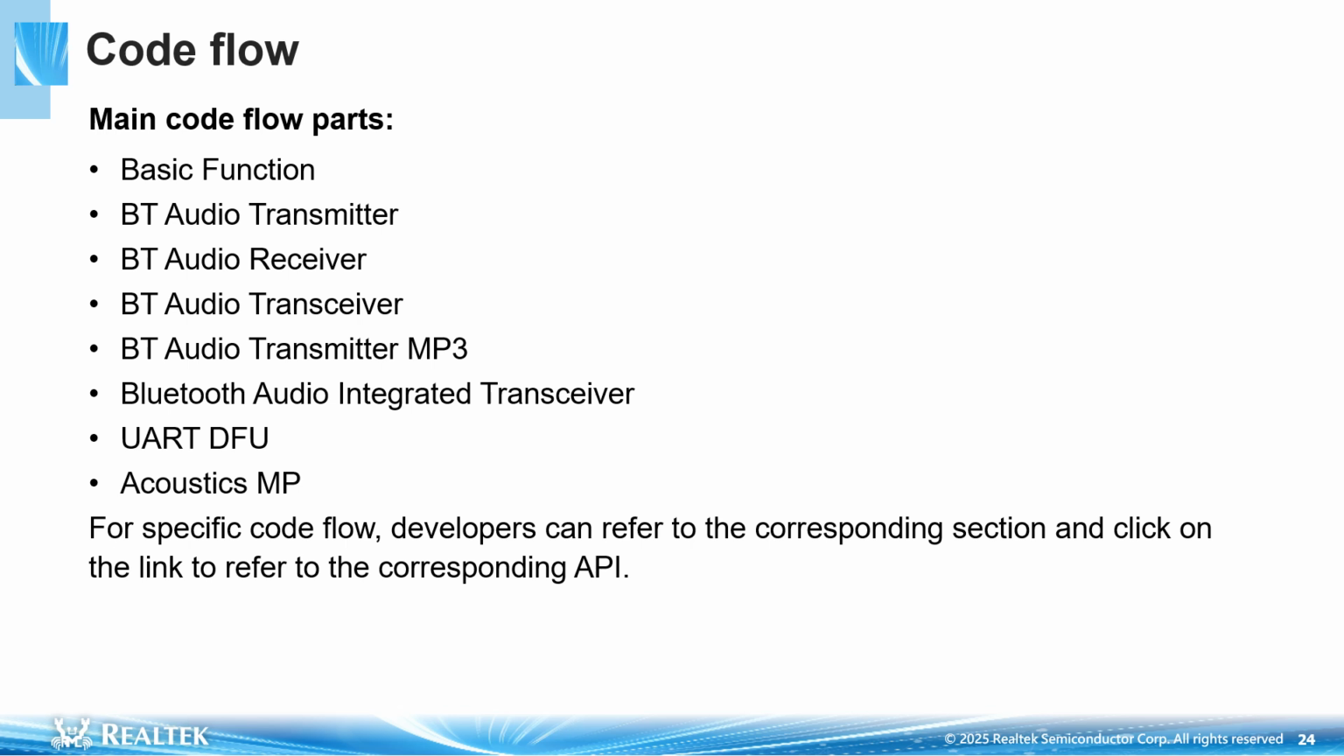Main code flow parts: basic function, BT audio transmitter, LE audio initiator BIS, LE audio initiator CIS, BT audio receiver, BT audio transmitter MP3, UART DFU, acoustics MP. For specific code flow, developers can refer to the corresponding section and click on the link to refer to the corresponding API.